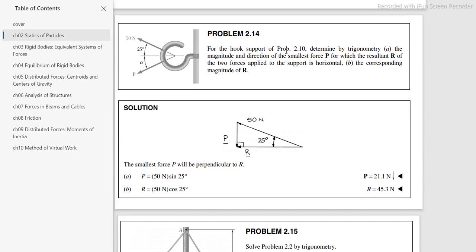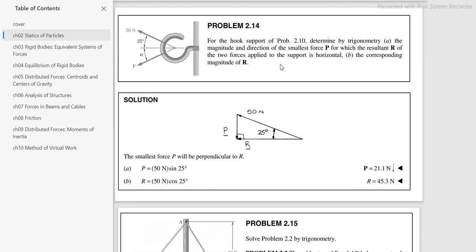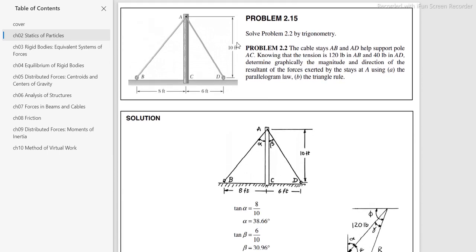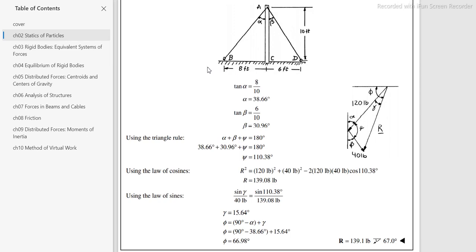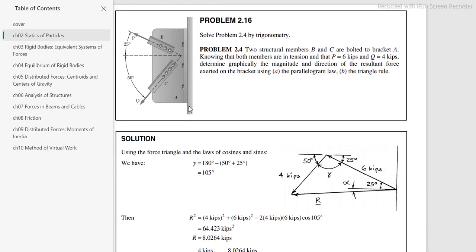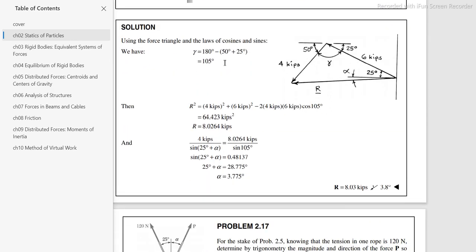Problem 2.14. For the hook support of problem 2.10, determine by trigonometry the same question here. The corresponding magnitude R has to be measured, and the smallest force P will be measured. Problem 2.15, solve problem 2.2 by trigonometry. Same question. Problem 2.16, solve the previous question 2.4 by trigonometry.